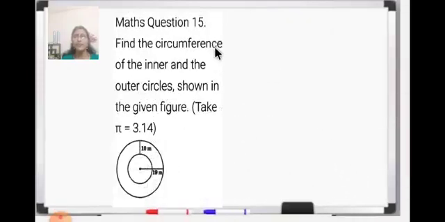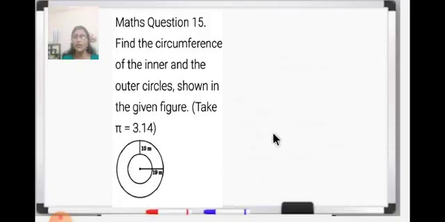Now question number 15 of same exercise 11.3. Find the circumference of the inner and the outer circles shown in the given figure. So here you can see there are two circles given. This is the smaller circle and one more bigger circle is given. And what we have to do, you have to find out the circumference of the inner circle and outer circle. So both the circumference we will find out.